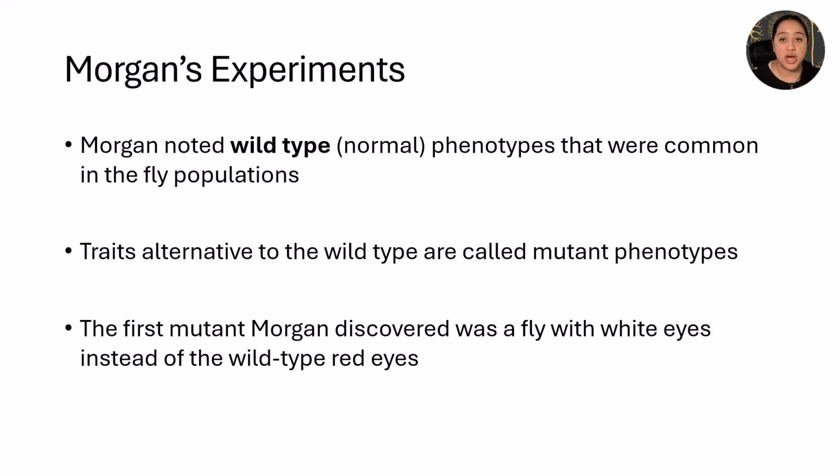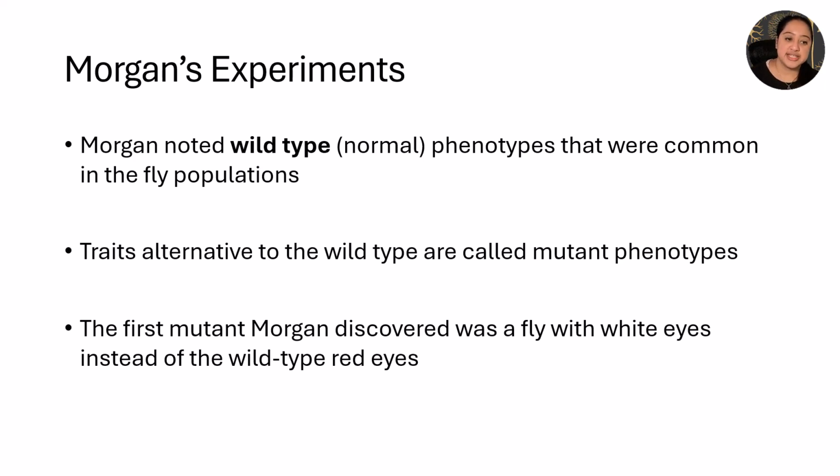So this is called wild type in genetics. What you see as the most common in the population is what is called the wild type. So basically like normal. And then you can also start to notice small differences. So like if normally they have red eyes, it's a little bit new if they have white eyes. So those are wild type phenotypes that he took note of.